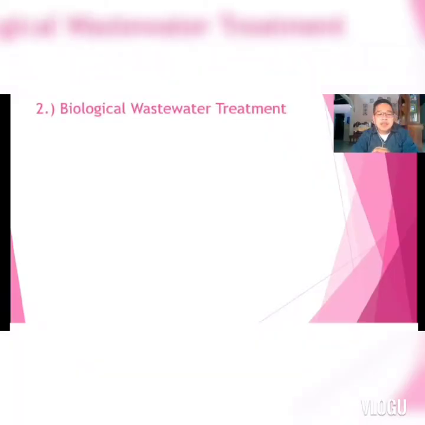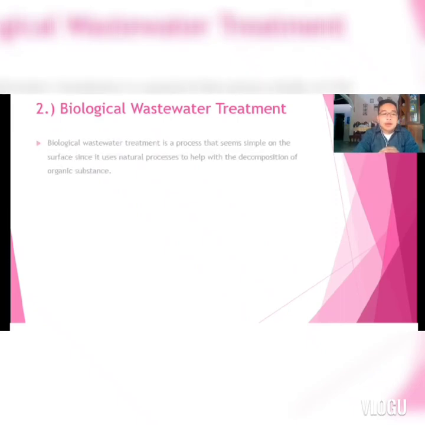And next is biological wastewater treatment. Biological wastewater treatment is a process that seems simple on the surface since it uses natural processes to help with the decomposition of organic substances. But in fact, it's a complex and not completely understood process at the intersection of biology and biochemistry.